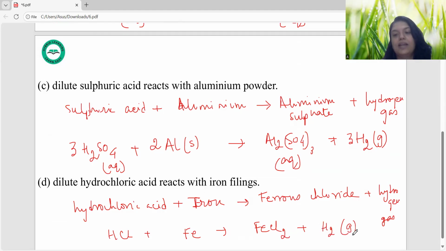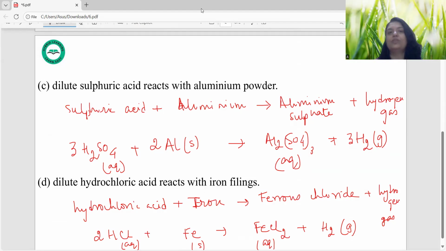Okay. Again, we can write the same thing. It is S, it is AQ, it is again AQ. So Fe balanced. So I need to put here 2. So this is my balanced chemical equation. Okay. So this is all for question number 5.